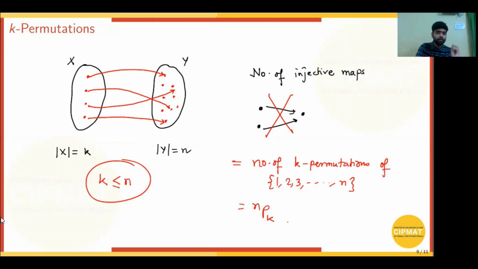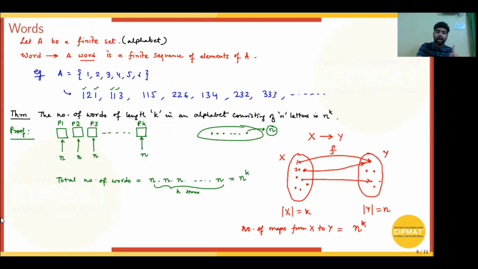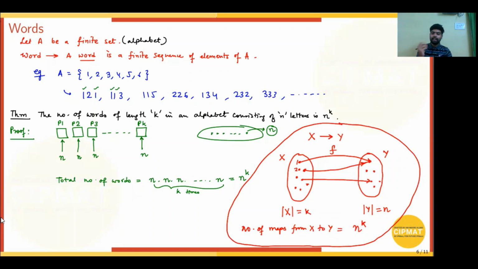The 3 things that you need to take from this video are these. First of all, the number of maps that you can take from X to Y, such that X has k elements and Y contains n elements, will be n to the power k. Here this thing is allowed, this thing is totally allowed.